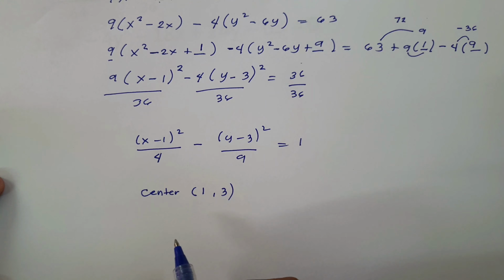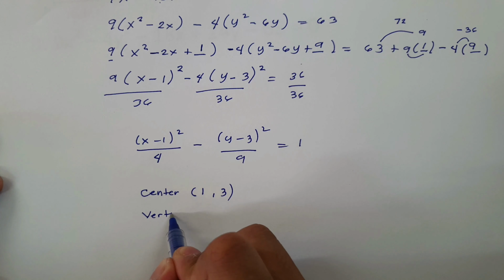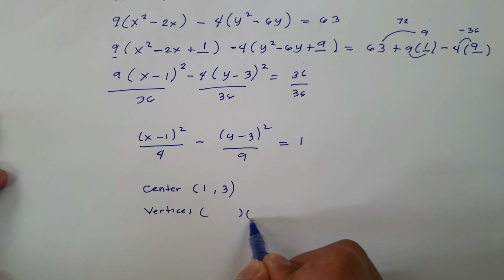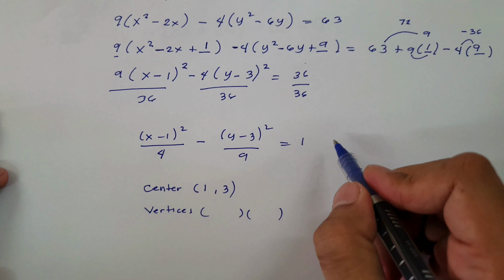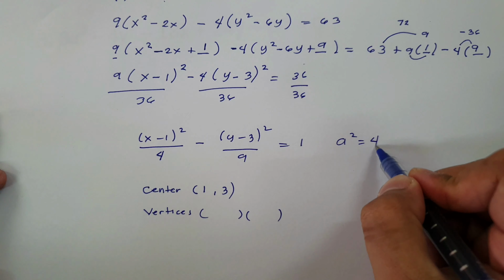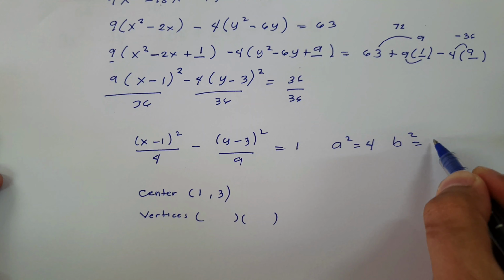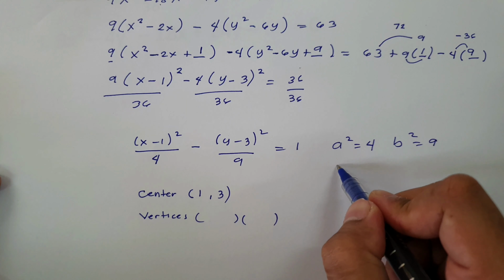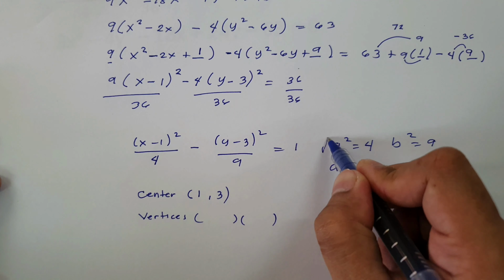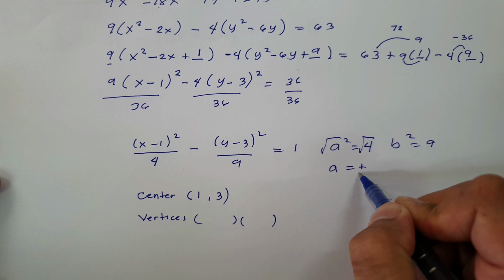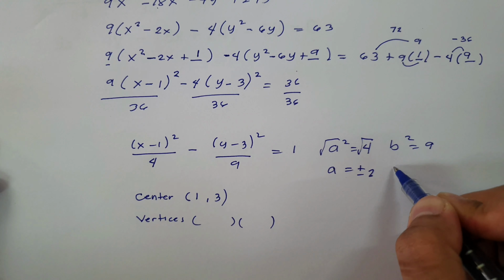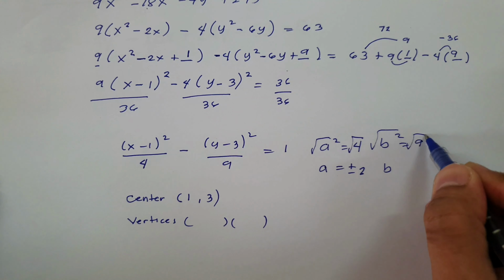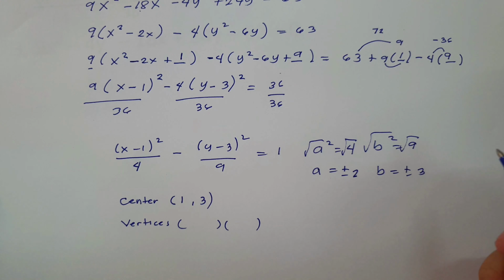And then our vertices. In order for us to do that, let's determine the values of a and b. So a squared is 4 and b squared is 9. To find the value of a, extract the square root of both sides: positive and negative 2, the square root of 4. For b, the square root of 9 is positive and negative 3.